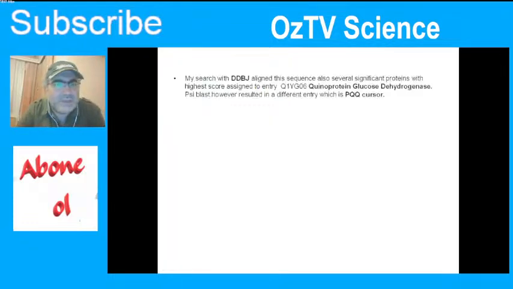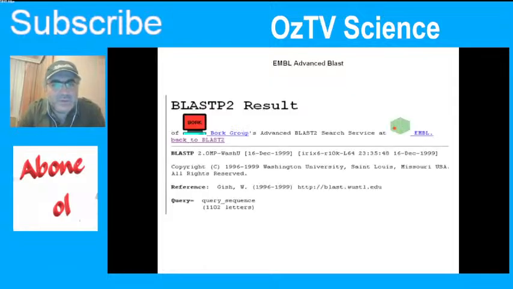My search with DDBJ aligned this sequence with several significant proteins, with the highest score assigned to entry Q1YG06, quinoprotein glucose dehydrogenase. PSI-BLAST, however, resulted in a different entry, which is the PQQ precursor. Okay, let's continue. Our homework was about doing all these entries in different search engines.